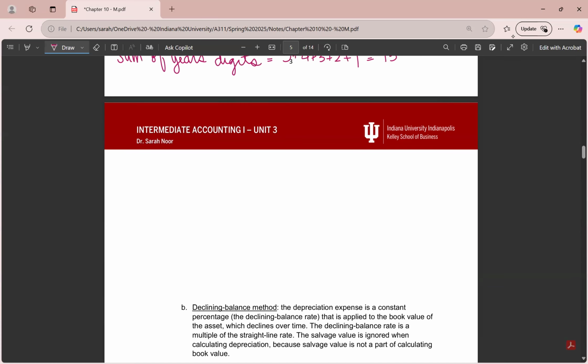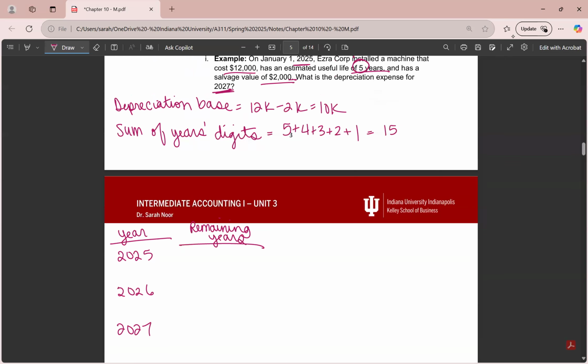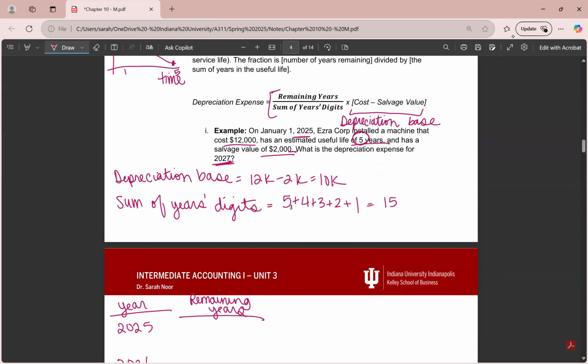So in our table, we'll just do rows. So we have years of depreciation. It's 2025, then 2026, and then 2027. We need to figure out the remaining years in order to get to our fraction. So right here, remaining years over the sum of years' digits. This is our fraction.